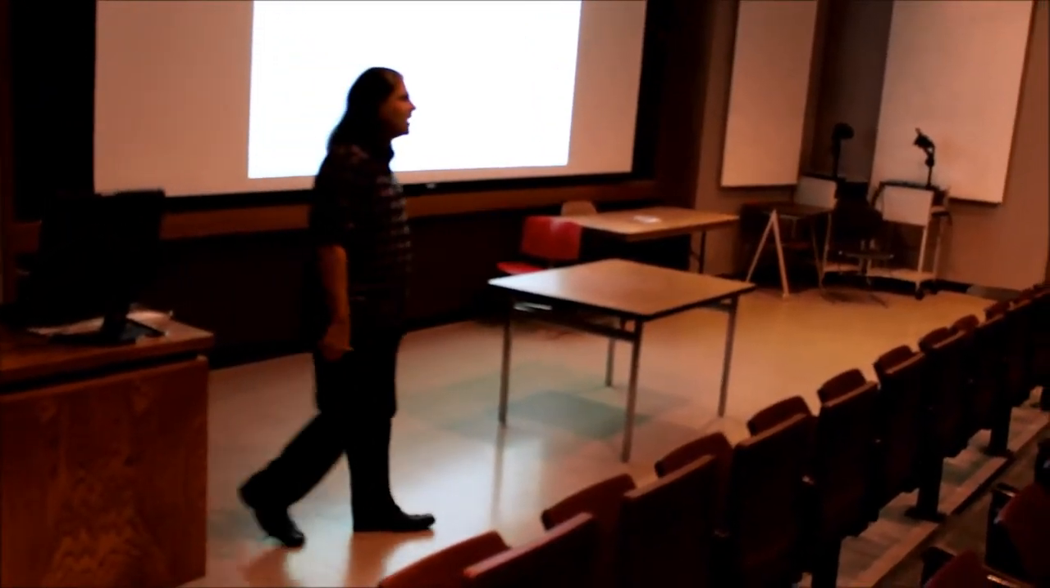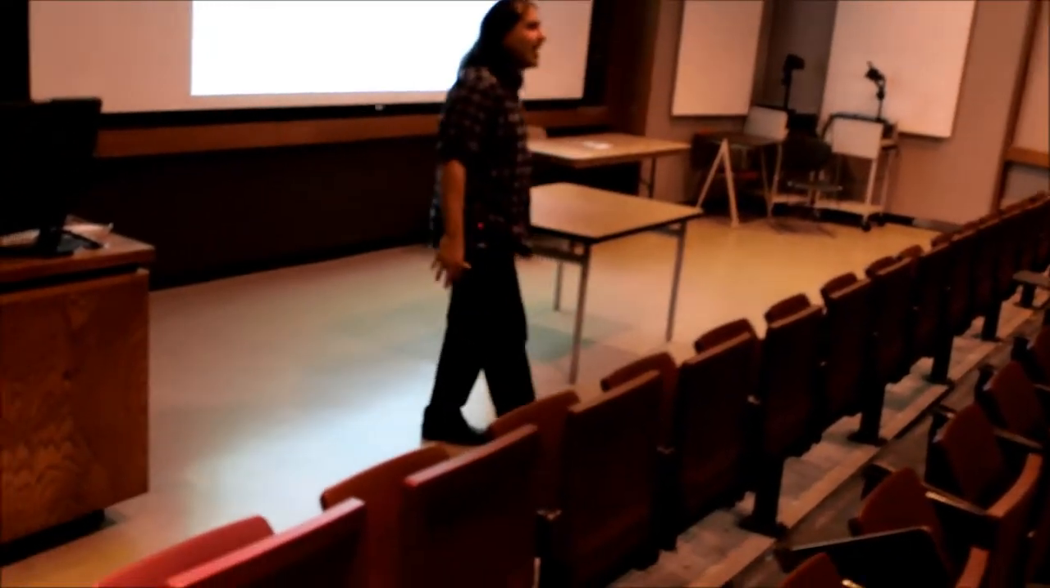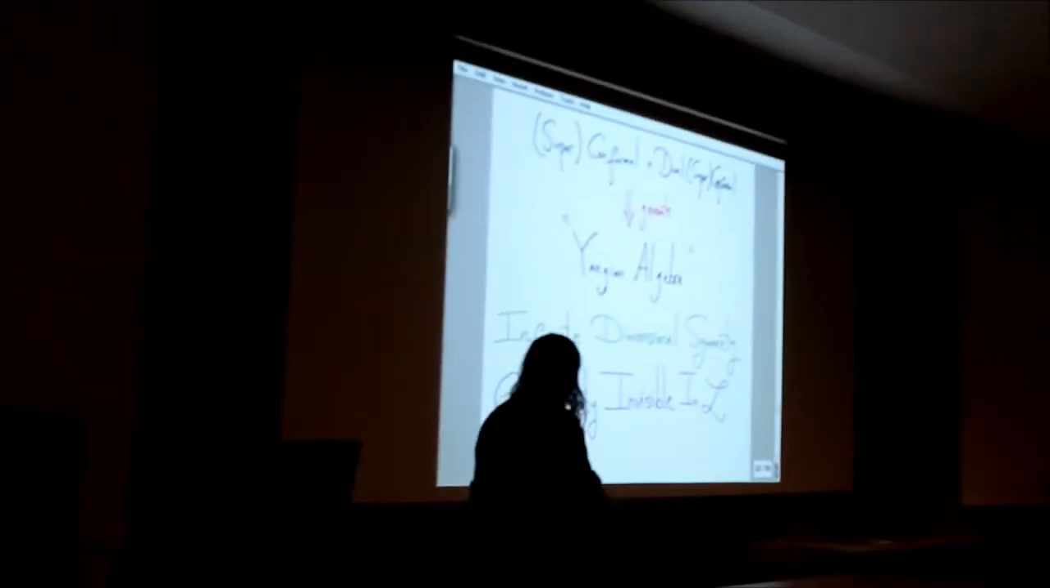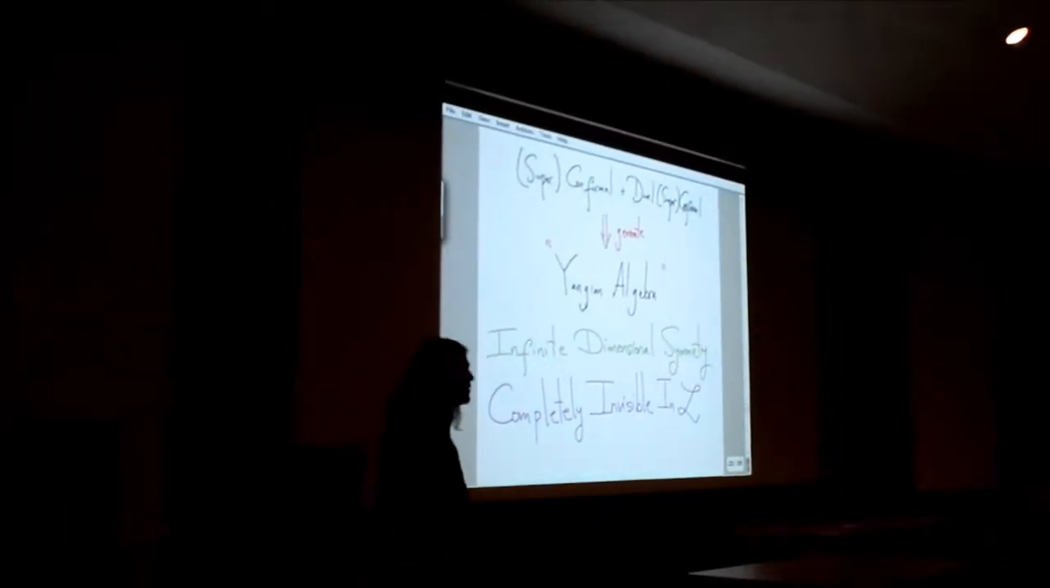Now these two symmetries, the conformal symmetry and this dual conformal symmetry, don't commute with each other. And they actually close into an infinite dimensional symmetry. That symmetry has a name. It's called the Yangian algebra. There's many other things I can say about it, but let me just say that this symmetry is totally invisible in the Lagrangian.